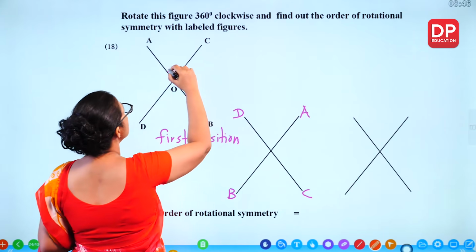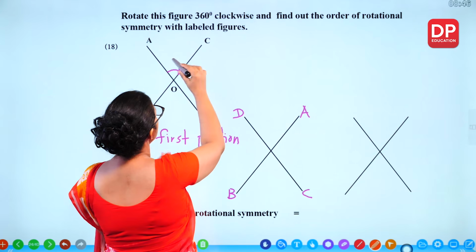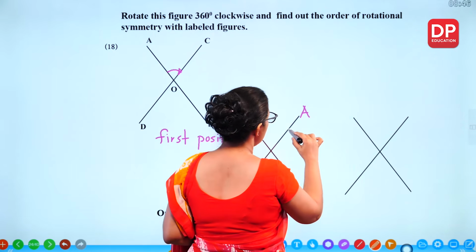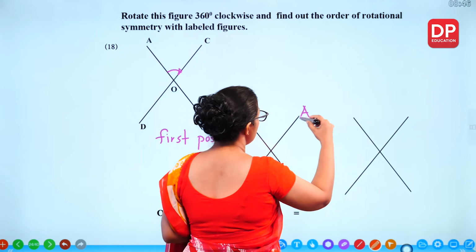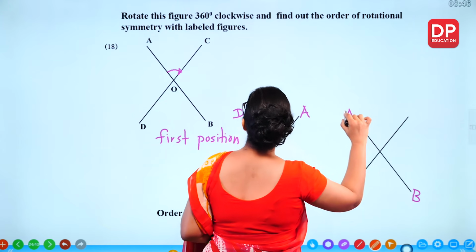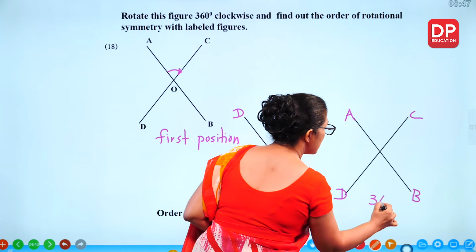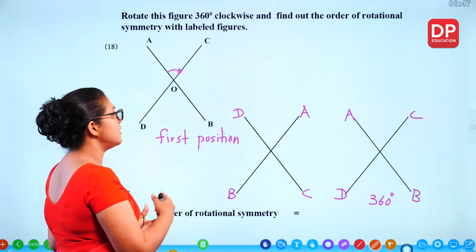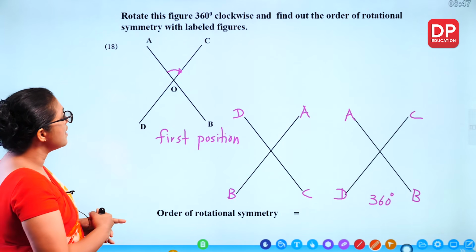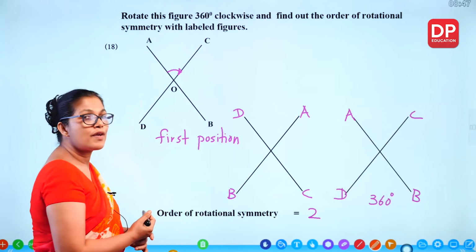Then again another angle like this. So here it comes here, and when you rotate again, you get the same position here. So here A and B come here, A, C, B, D. So this is when you rotate 360 degrees. Again you get the same position. How many times are you getting the same thing? Only 2. So the order of rotational symmetry in this figure is 2.